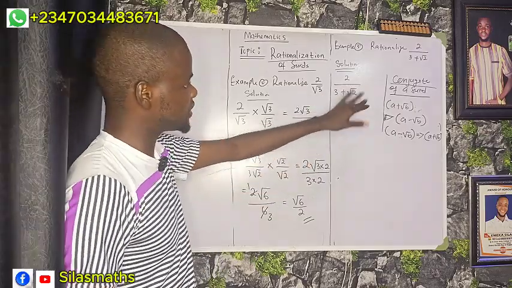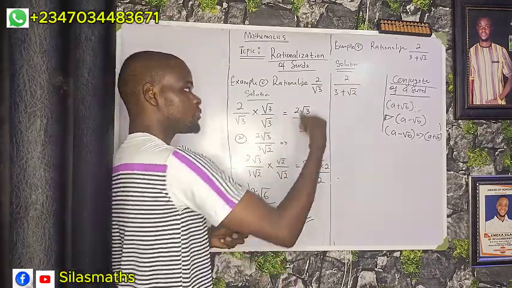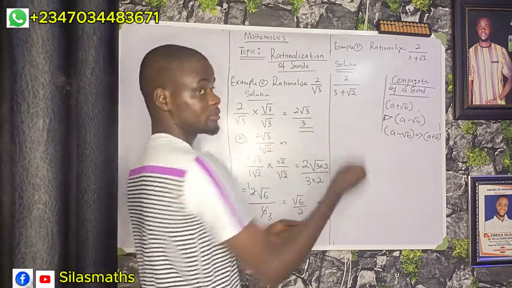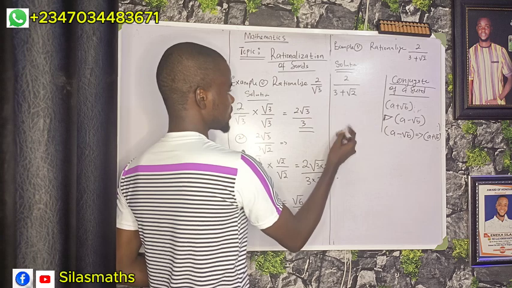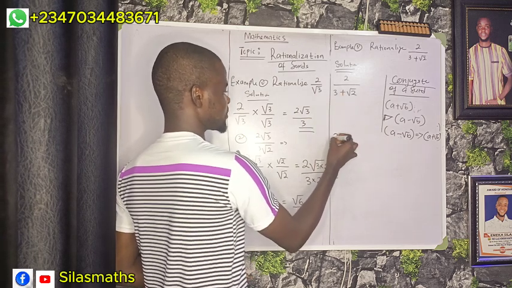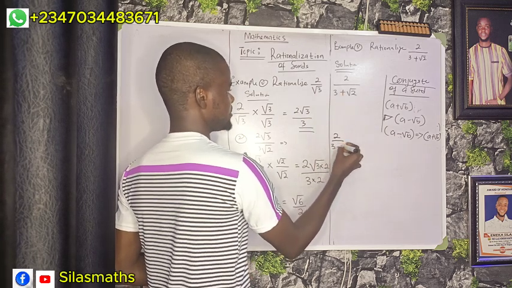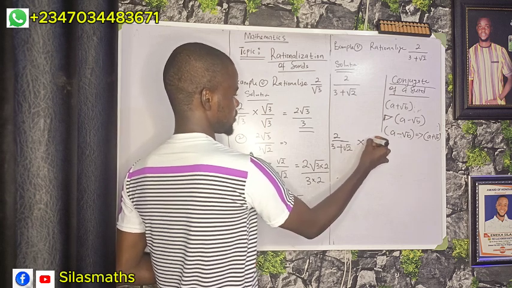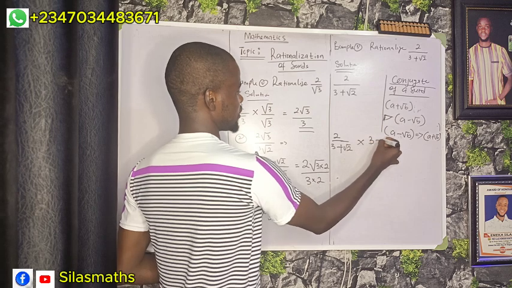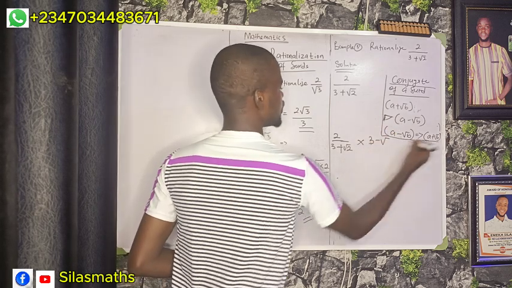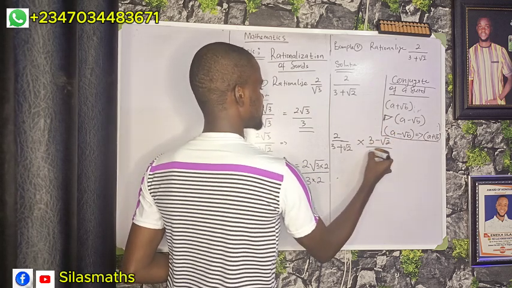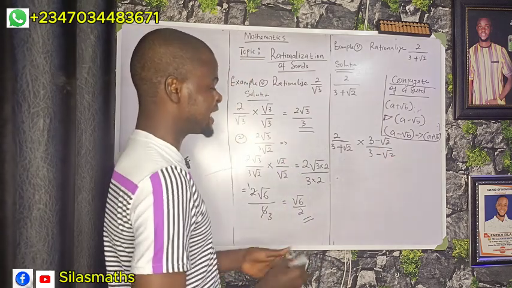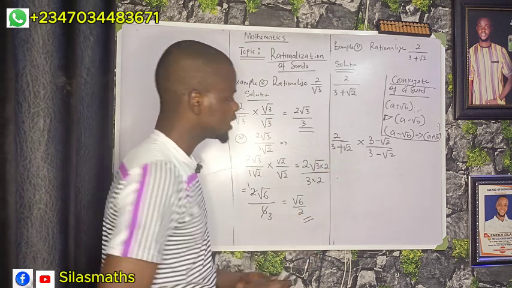So for this one, for me to rationalize this surd, I will have to multiply the numerator and the denominator by the conjugate of the denominator. So that is what we're going to do. The conjugate of this is simply changing the sign. So I'm going to have this, 3 plus root 2, times the conjugate, which is 3 minus root 2, all over 3 minus root 2. So in doing this, I will automatically eliminate the fractions.